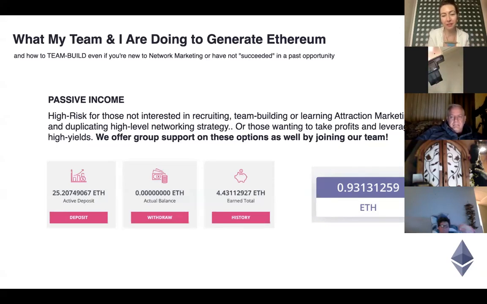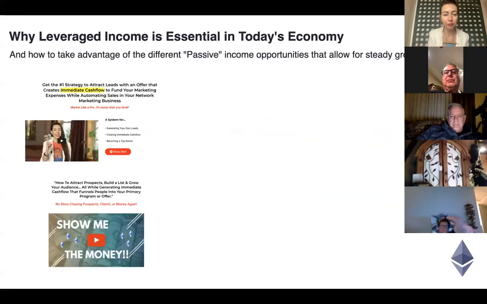So that's the passive option, guys. It's not something you have to do. It's super high risk, as we all talk about. We want to make sure you guys know that. So on the left here, you see some images of the marketing funnel system.